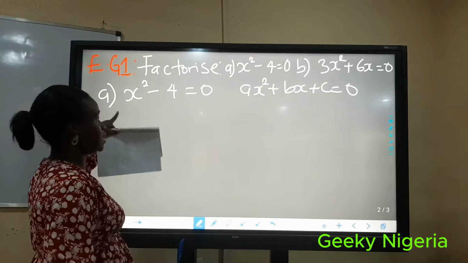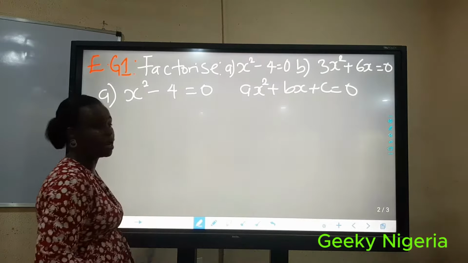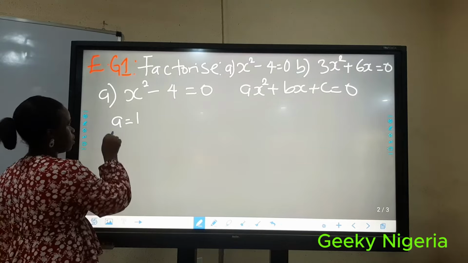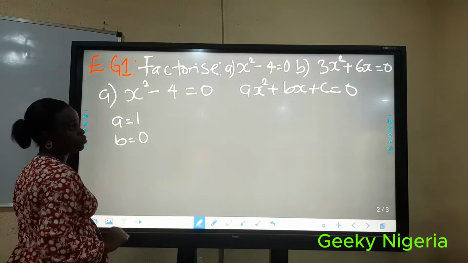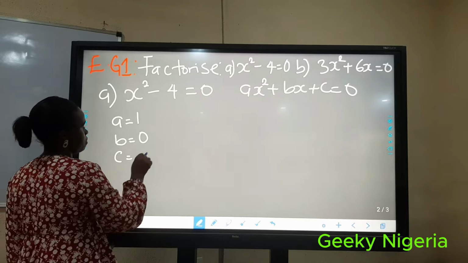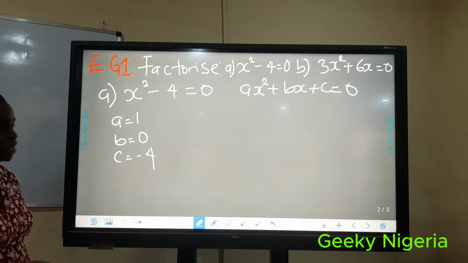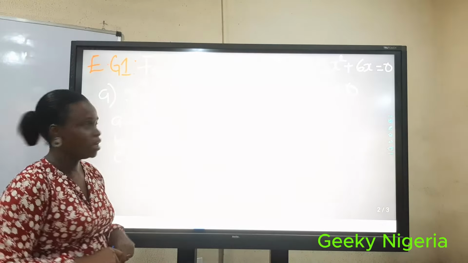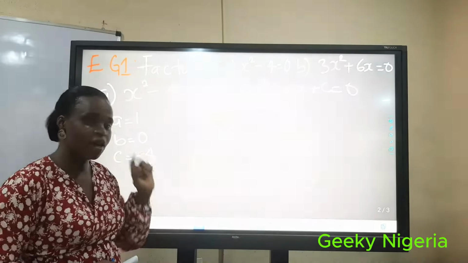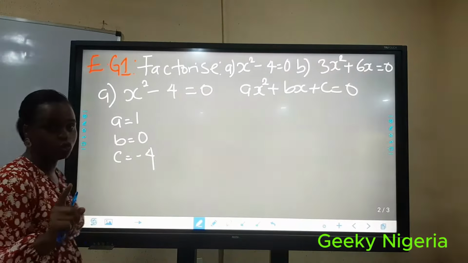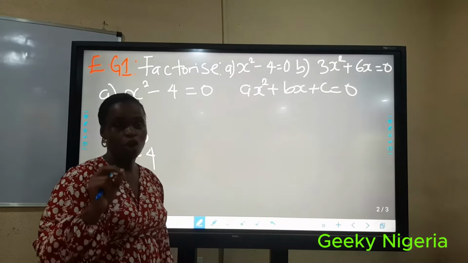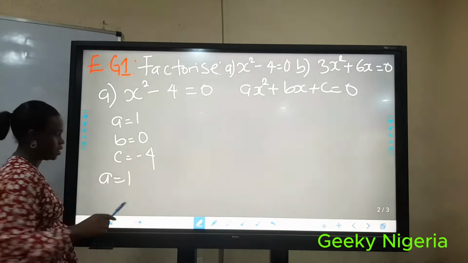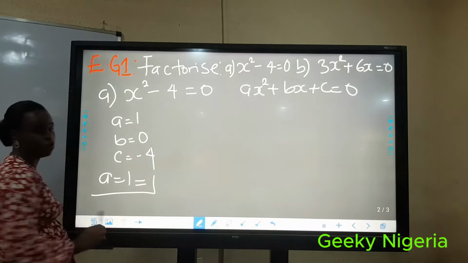So if you want to relate this to our general expression, our a here is what? 1. Our b is 0. And our c is minus 4. That's just relating to the general expression. So when you have something like this and you're asked to find it by factorization, x squared minus 4, this principle only applies when the value of a is equal to 1. That's the principle I'm about to explain. It applies only when a is equal to 1.